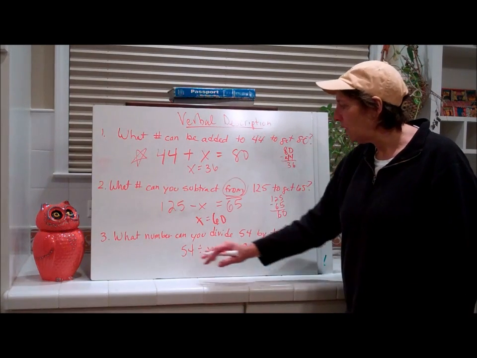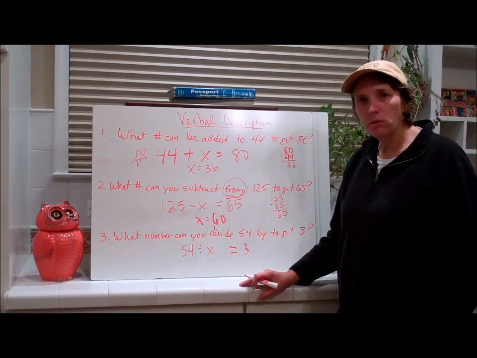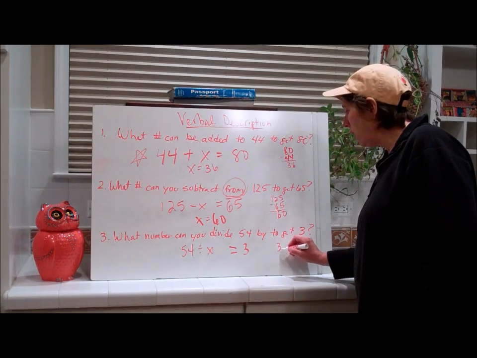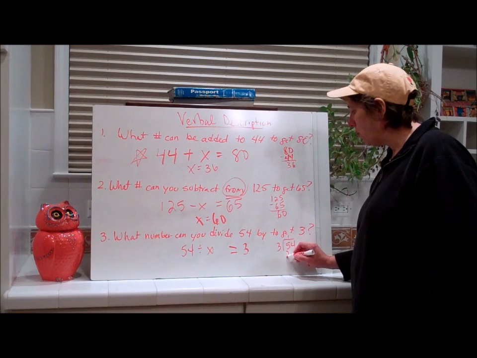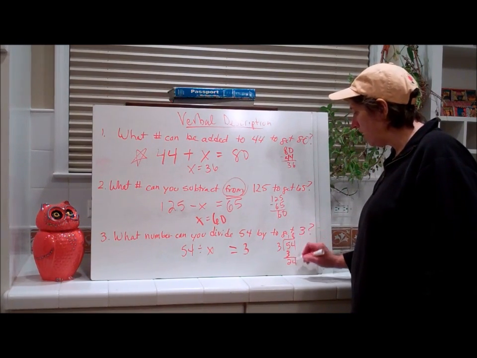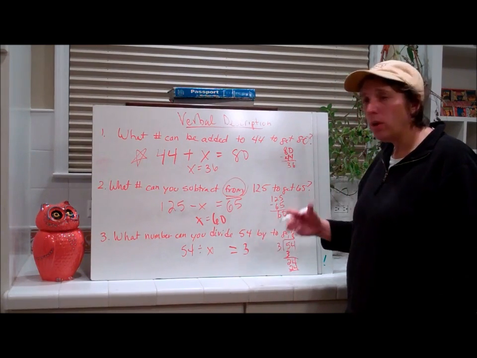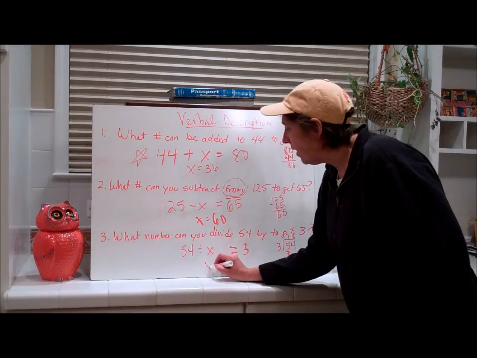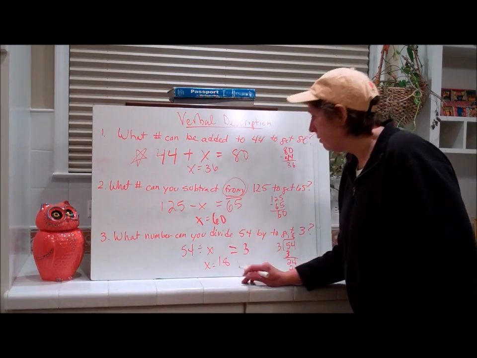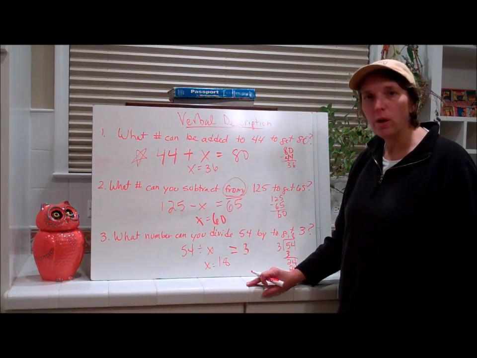Well, how many times does 3 go into 54? If you don't know in your head, you can come over here to the side and work it out. You could show work if you need to. If you know it, you don't need to, but you must write 54 divided by x equals 3, and then x equals 18. That's how you show it. That would be the answer. Each one of these would be worth 3 points.